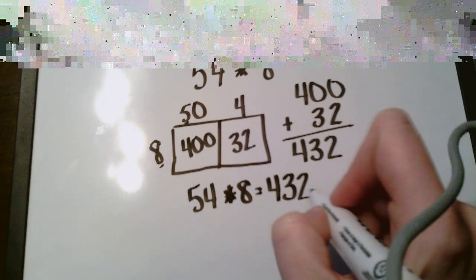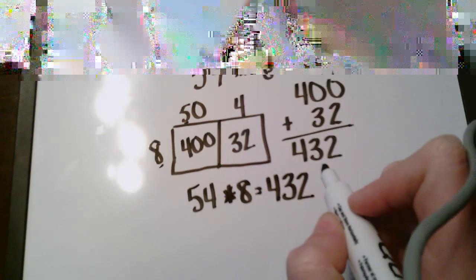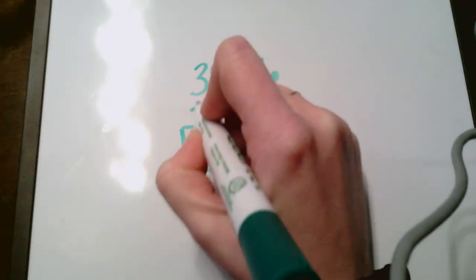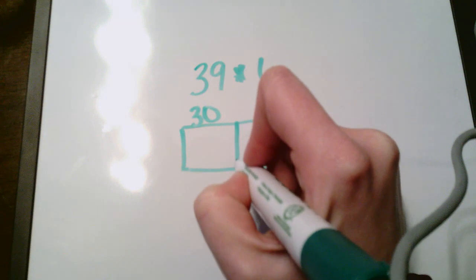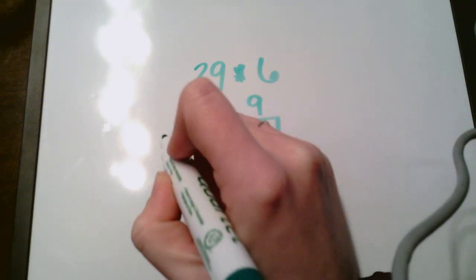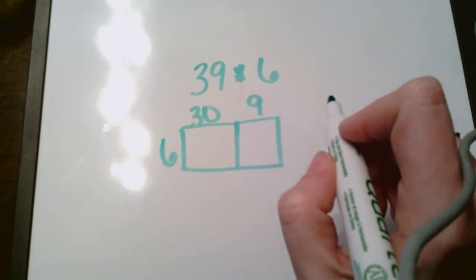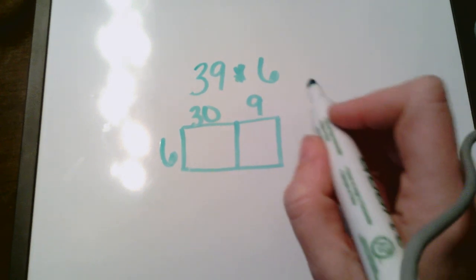And the last problem in our practice set is 39 times 6. So we make our box. And 39 has 3 tens, so 30, and 9 ones. And we're multiplying that both by 6. And again, the 6 doesn't split up. And our next lesson will have 2 double digits.